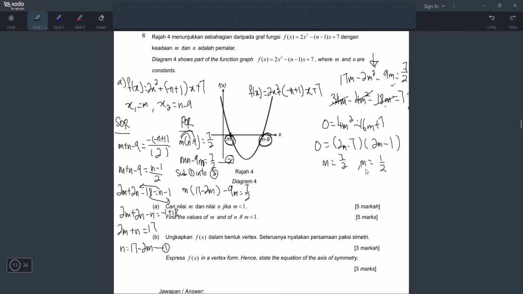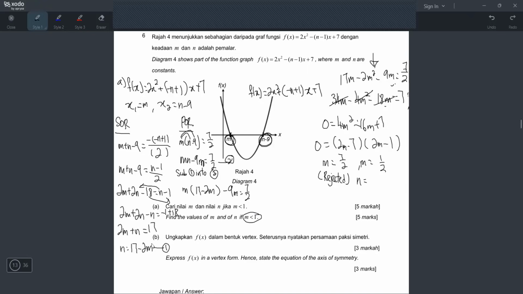Okay, after I get my m, I can get my n. But do you remember they said m is smaller than 1? So definitely 7 divide 2, I have to reject this answer, because 7 divide 2 is 3.5. 3.5 is already bigger than 1. So 1 over 2 is the only answer yang kita boleh ambil, because 1 over 2 is 0.5 and 0.5 is smaller than 1. So how can I find my n value now?